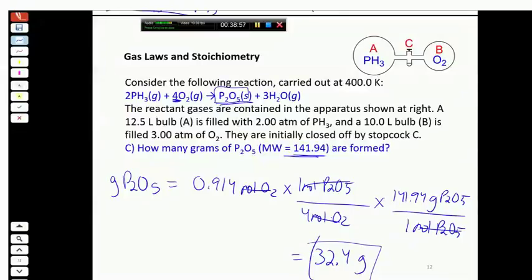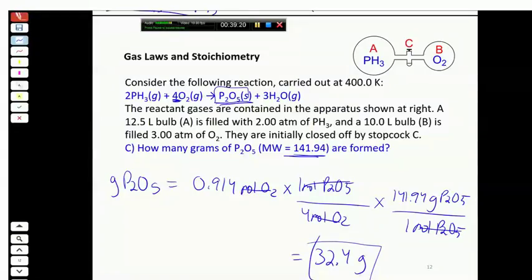Alright, so again, gas stoichiometry is mostly just a review of the stoichiometry stuff we already know. It's just using, in some cases, the ideal gas equation to tell us the number of moles, and also recognizing that for ideal gases, number of moles, volume, and pressure are all directly related to each other, so we can also interpret these coefficients as volume ratios and pressure ratios as well, depending on the situation.